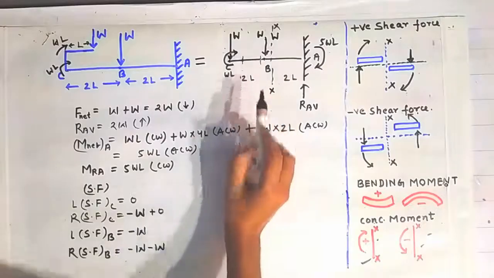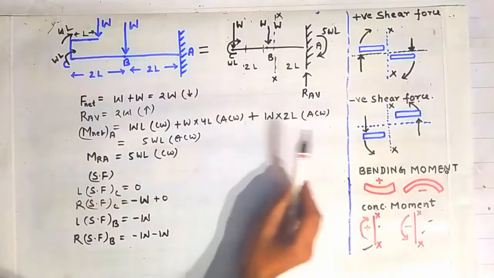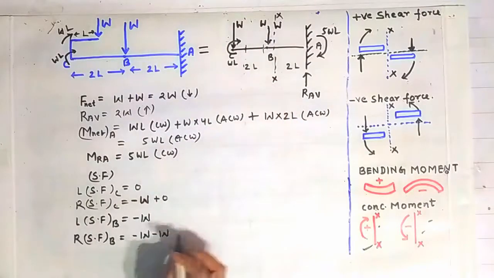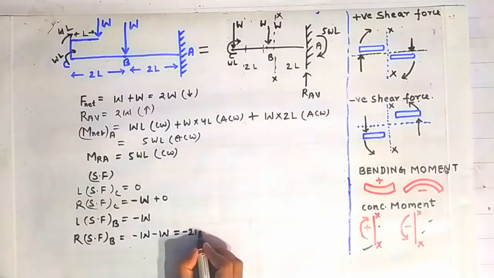The sign convention I have already told you: both these forces are causing anti-clockwise rotation about this section XX. That's why they are taken as negative. So it will give us minus 2W.